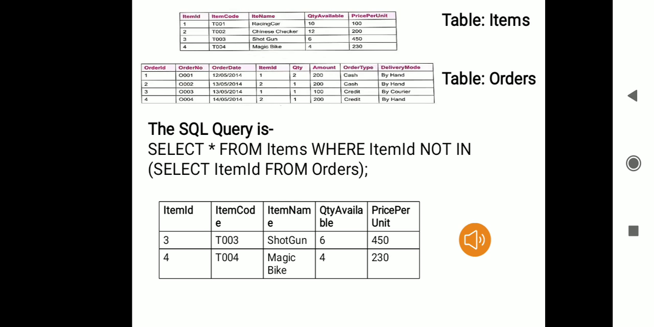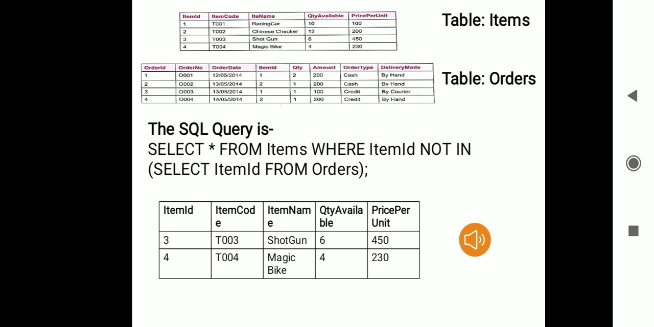You may check the table called orders. Check the column item ID. It has the entries 1, 2 and 1, 2 being repeated. This shows that the distinct entries in this column item ID of the table orders are 1 and 2 only. So the subquery select item ID from orders will return the values 1 and 2 in the list.